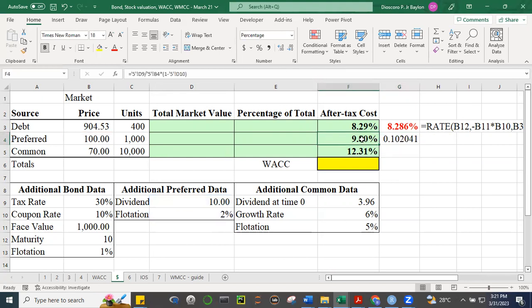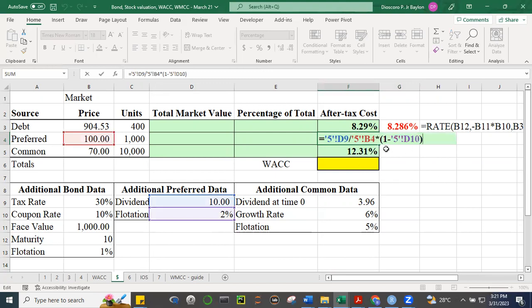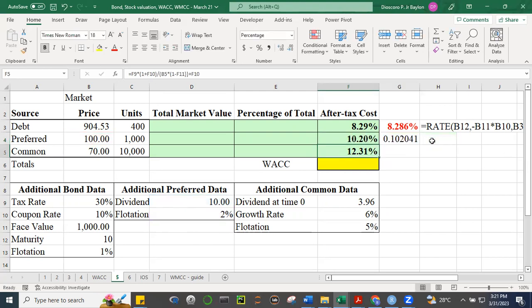Mali ako dito. Ba't ako nagkamali? Times 1 minus, saan ko ba kinuha to? 1 minus D10. Coupon rate. Tama naman. So D9, sir, I think it's a lack of parentheses. D9 kasi times, dapat i-divide yung, oo, dapat meron parentheses doon. So kasi dapat the whole quantity should be divided. Okay, there.